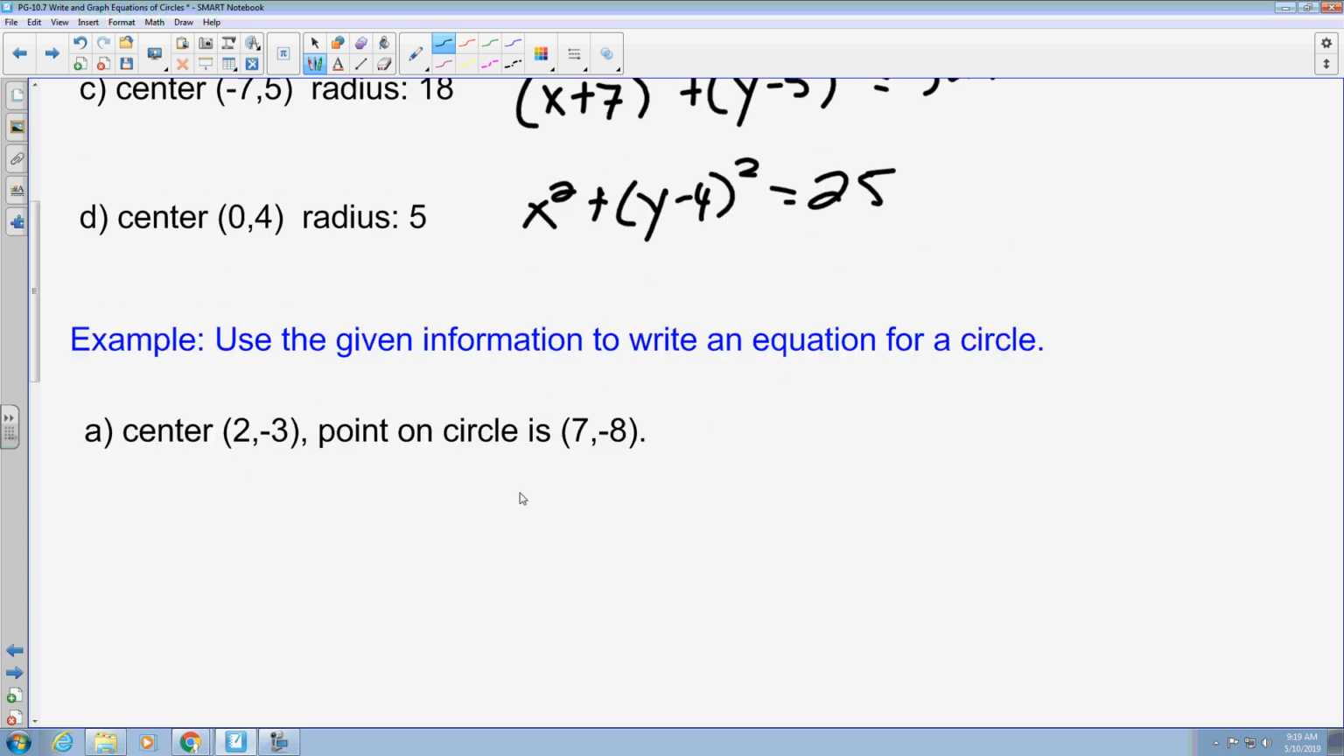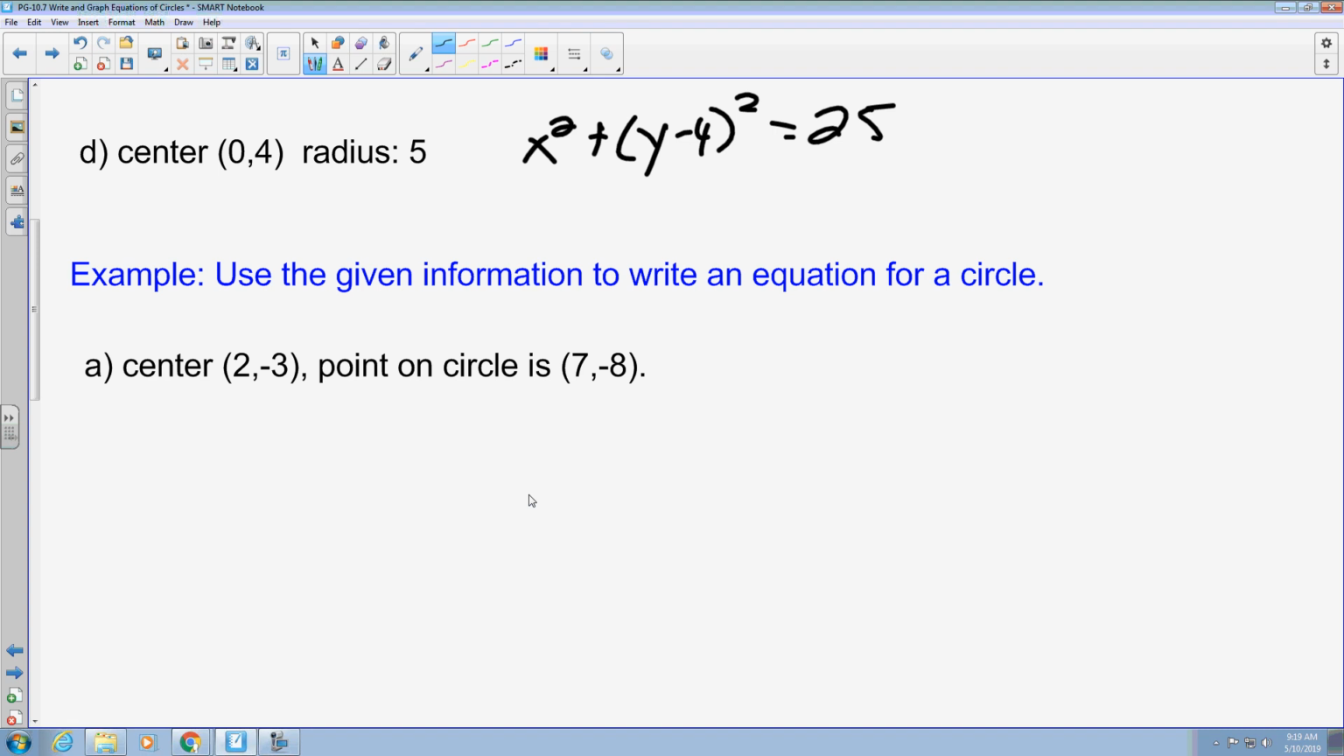Okay. So in this particular example, they're asking us to use the information to write an equation for the circle. So we know that the general formula is x minus h squared plus y minus k squared is equal to r squared. They give us a center point, which is our h and k. They give us a point on the circle, which is helpful because we don't know what the radius is. So we need to find the radius.